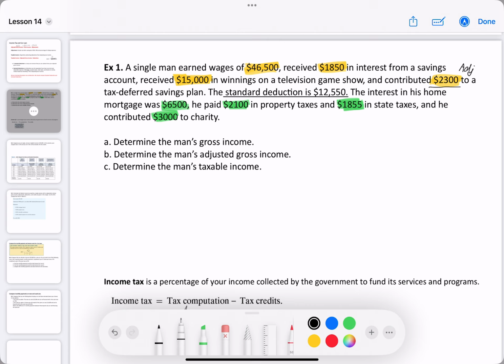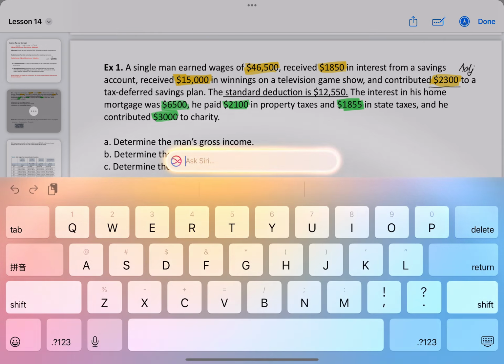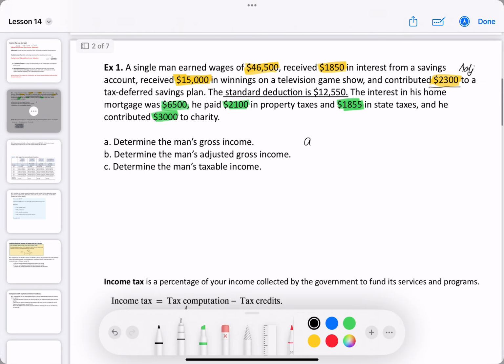Okay, let's see the first example. Determine the man's gross income. So this is A. The gross income equals the sum of these three income parts. 46,500 plus 1,850 plus 15,000. So add them together. So what is this amount of money?